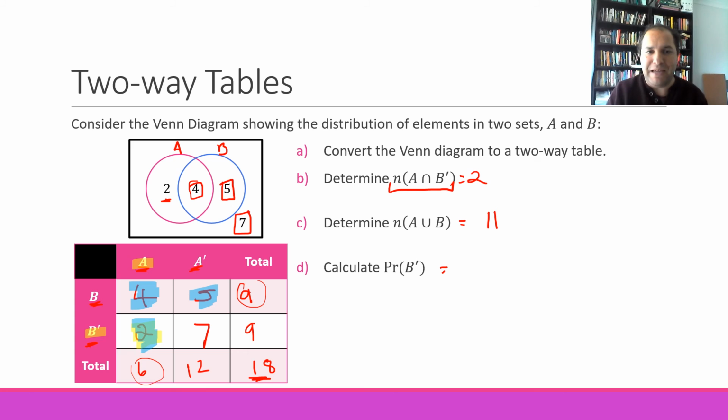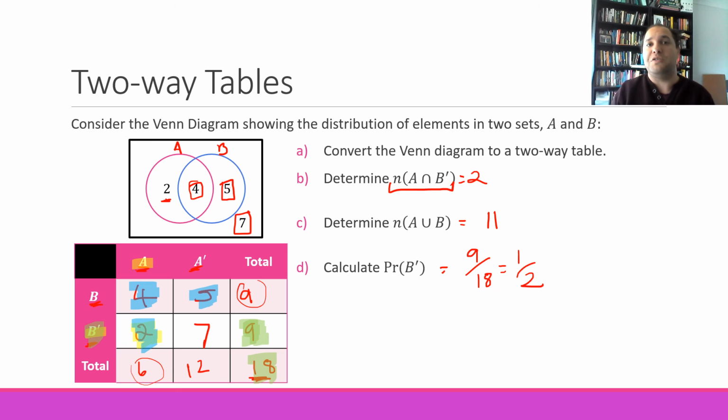In this last one, we want to work out the probability of B not happening. Where's our value for not B? Well, that's right here. Our total of B not happening is 9, and our total number of outcomes is 18. So our probability of B not happening is 9 out of 18, or half, or 50%.